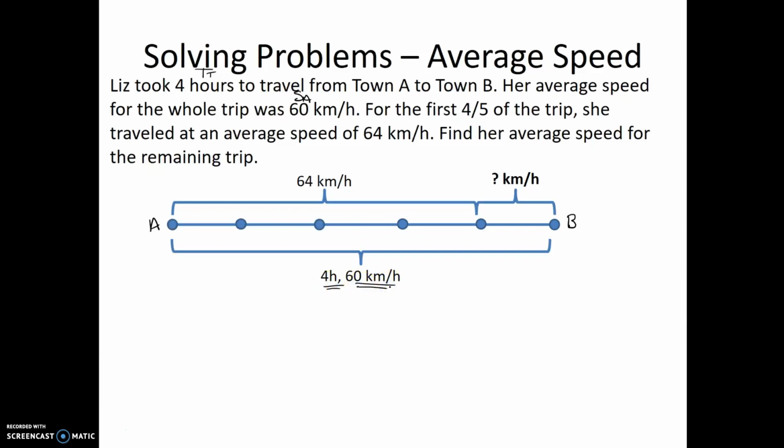For the first 4/5 of the trip, she traveled at an average speed of 64 kilometers per hour. That's actually my speed 1, because that's the speed that she traveled at for the first portion. And we want to find her average speed for the remaining trip, so I'm trying to find speed 2 in this problem. Well, just looking at our problem here, we've got a total time and a total speed, so obviously I can find a total distance without too much trouble.